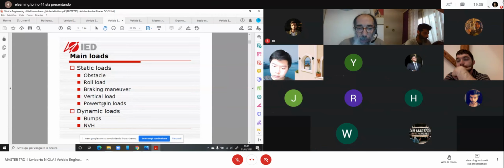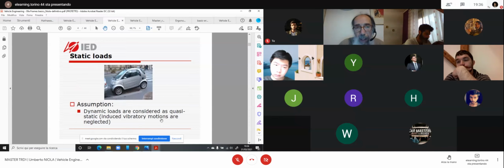to the road. Dynamic loads are bumps and vibrations. So very high frequency or very little duration for the solicitation. Okay. So an example for static loads: parking in this way is a good thing, and usually for a short car, having one wheel on the curb.